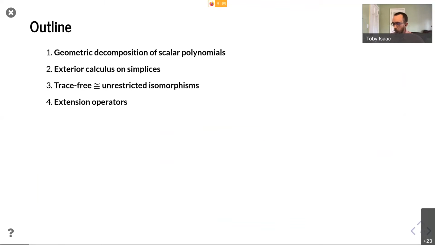Like I said, I will start out by describing geometric decomposition in the subject that we're probably all very familiar with, just working in scalar polynomials. That's probably a good common basis. Then going to mixed finite elements, building up a background of the tools that we use when we do exterior calculus with simplicial finite elements. And then once we have that background, I'll introduce a way of doing an isomorphism between trace-free and unrestricted functions or differential forms. And similarly, I'll introduce an extension operator.